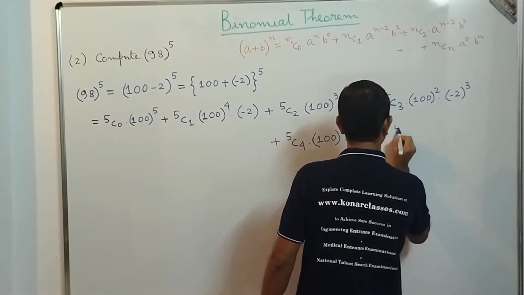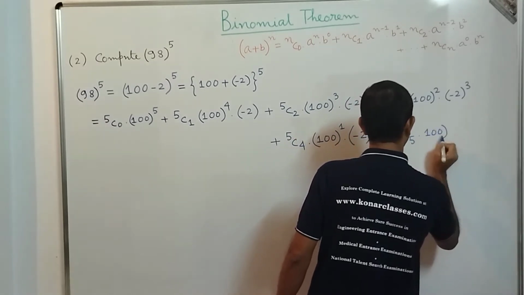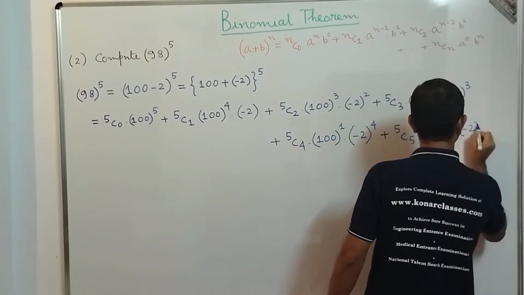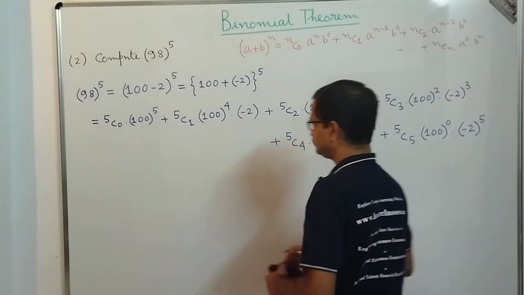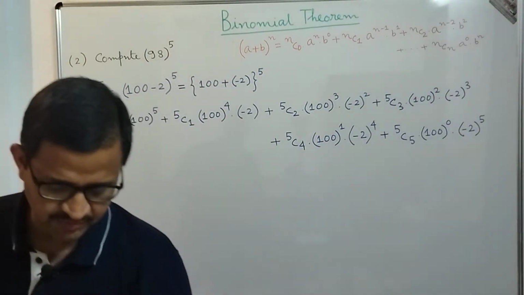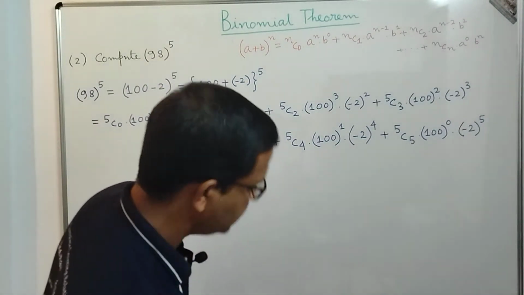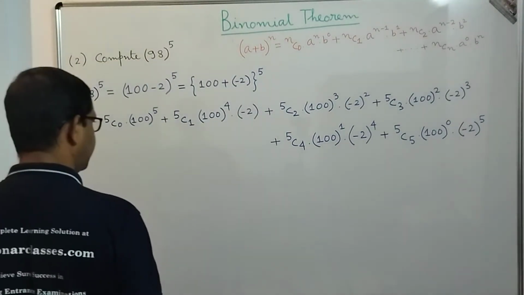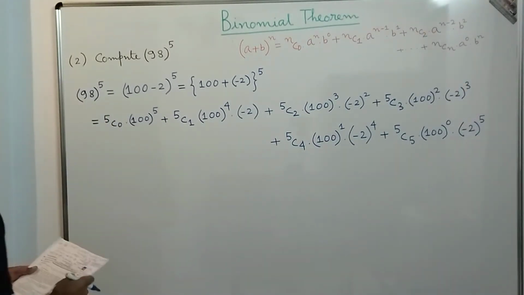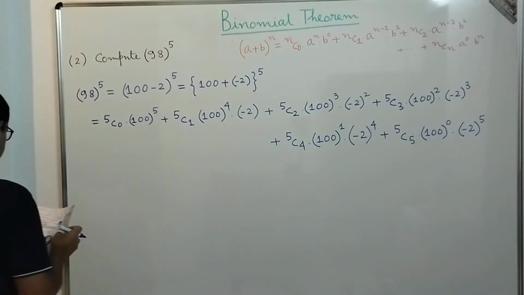plus 5c5 into 100 to the power 0 into minus 2 to the power 5, correct. Now all that is required is to apply these values and compute it. As I have done in the last question, we should not spend time computing these values, so let me take it from my notebook. This is a very simple calculation.